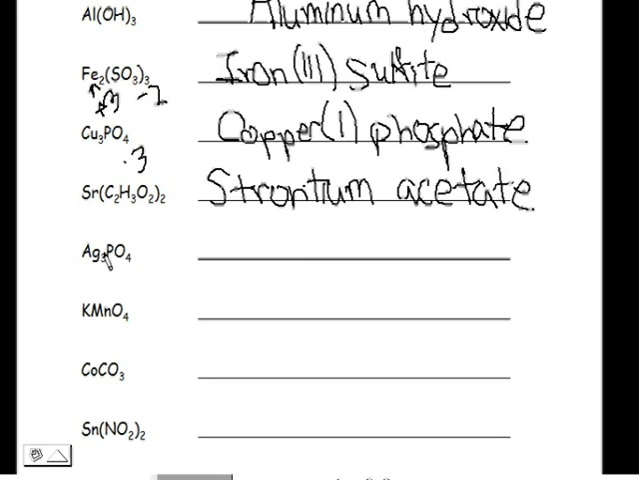The next substance here is AgPO4. Silver, although it is a transition metal, does not have multiple charges. Thus, it does not require any Roman numerals. If I look at PO4, which is on the back of the periodic table, just like the one that you did previously, this is phosphate. So the name here will be simply silver phosphate.